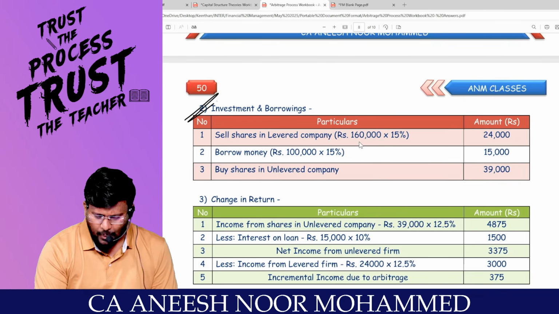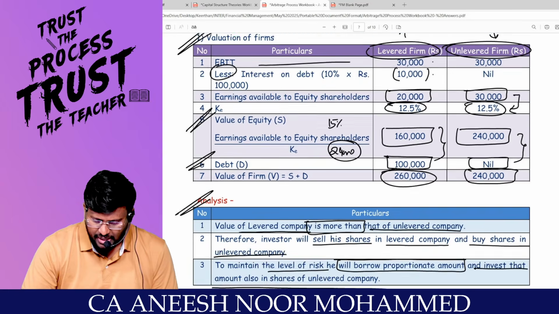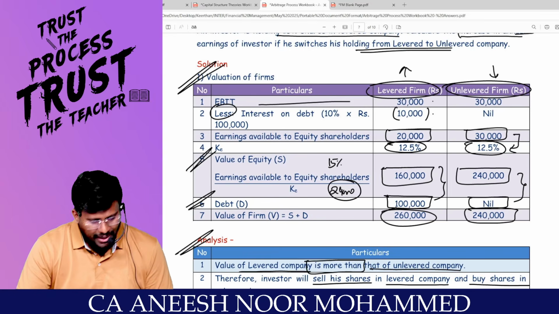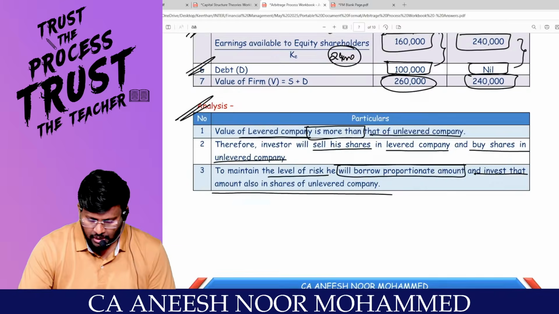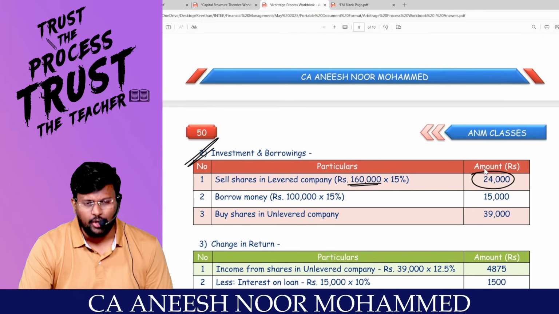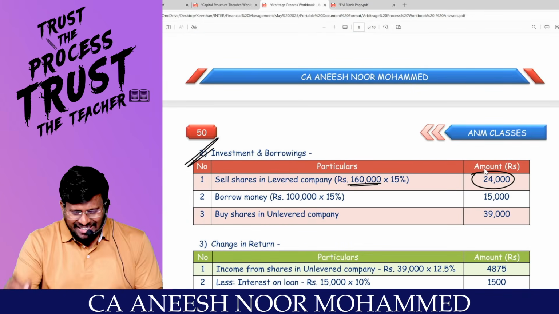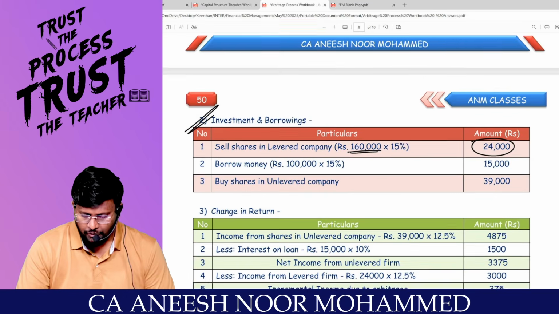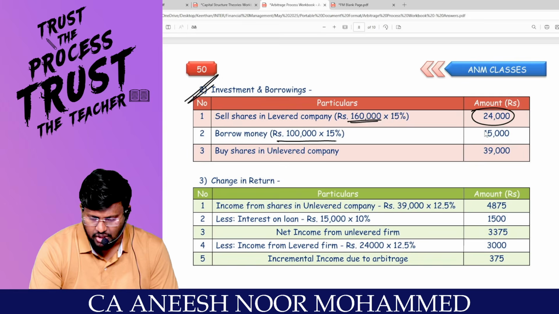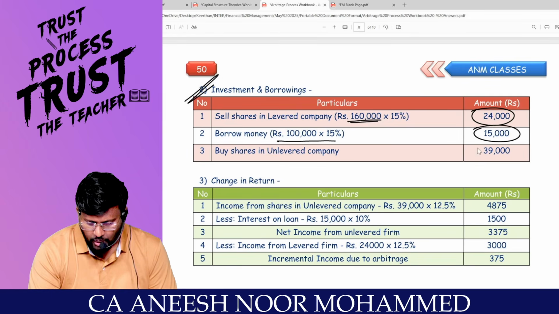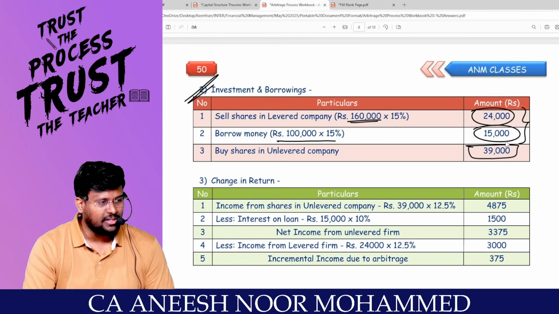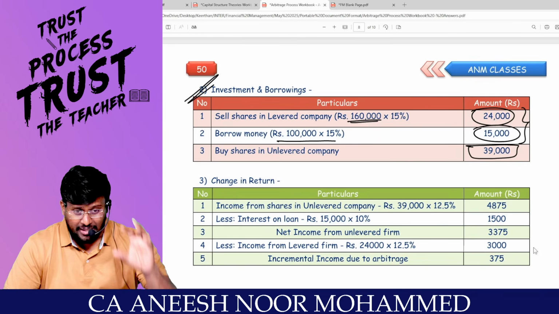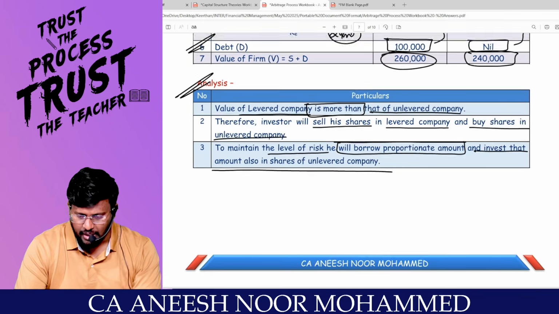Sir, what is the current equity share capital of the levered firm? 1,60,000. Holding how much percent? 15%. That means now you are holding 24,000. What is the debt of the levered firm? 1 lakh. How much percent will you borrow? 15%. 1 lakh into 15% comes to 15,000. So what is the total money available with you? 39,000.